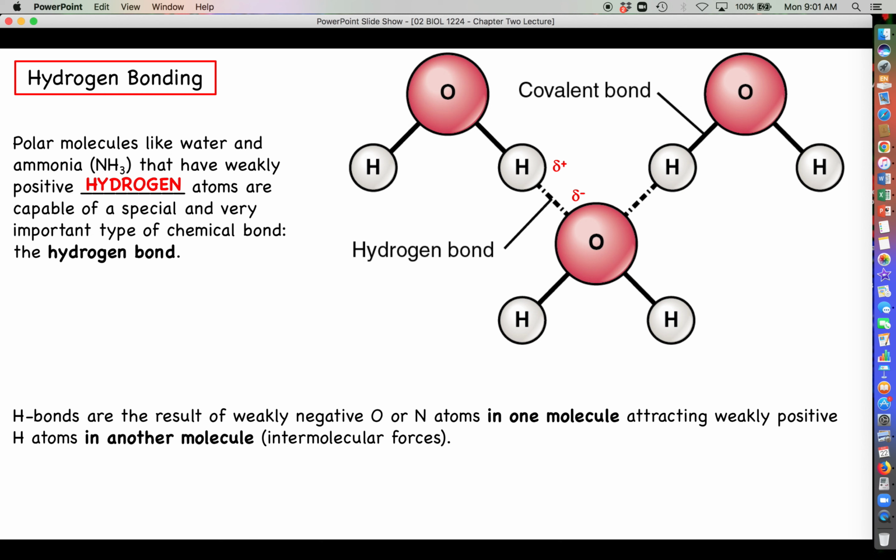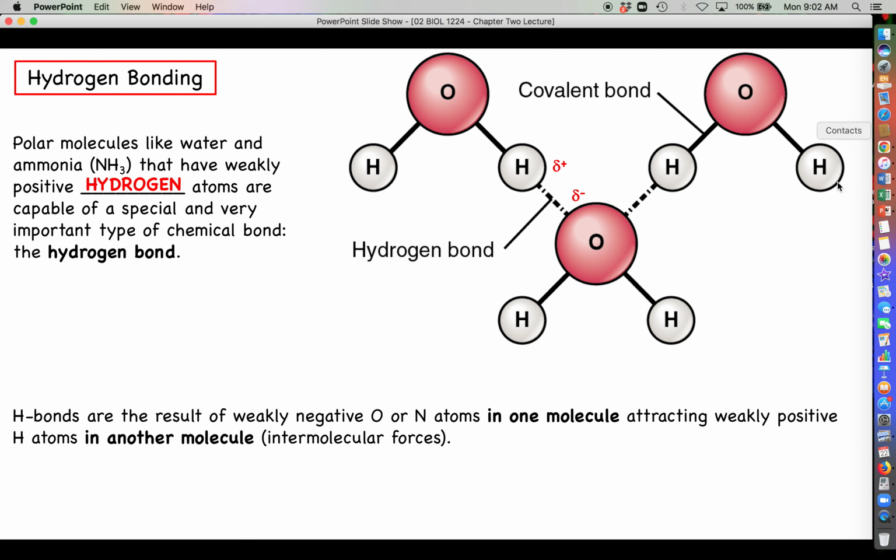The hydrogen bond is the result of electrical attraction in very much the same way that the ionic bond was the result of electrical attraction. The difference is that ionic bonding is actually fairly strong because you have an attraction between a full positive charge and a full negative charge. Hydrogen bonding is going to be quite a bit weaker. So this is the result of attraction between a weak positive and a weak negative, a partial positive and a partial negative. So this is the result of polar molecules attracting each other.